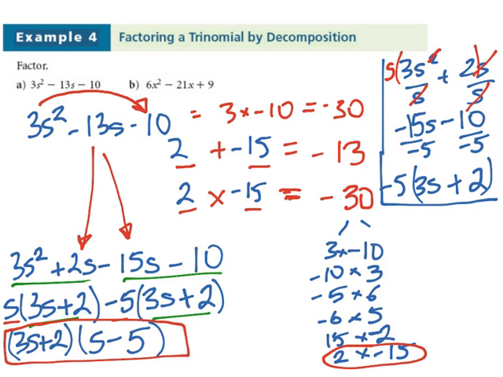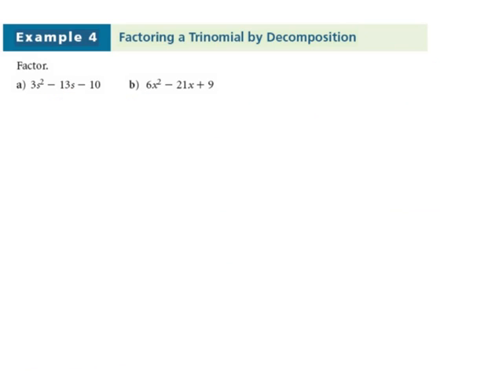Yeah, it's a little bit difficult. There's a lot of steps. So we're going to do one more for good measure. We'll do the second one: 6x squared minus 21x plus 9.